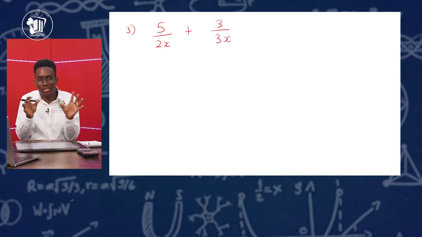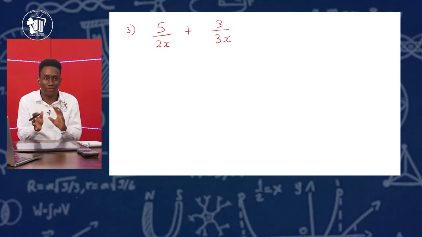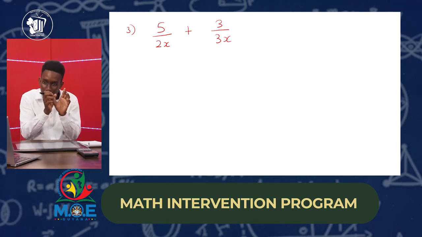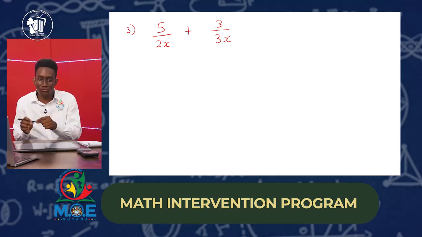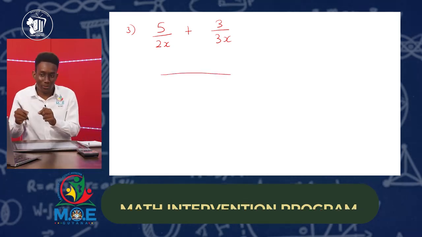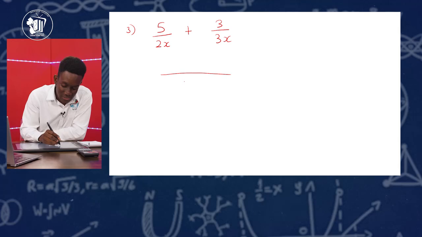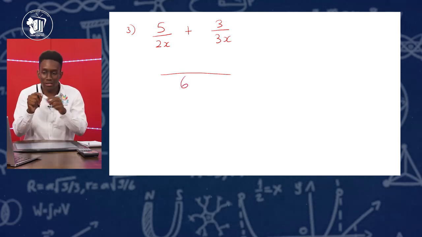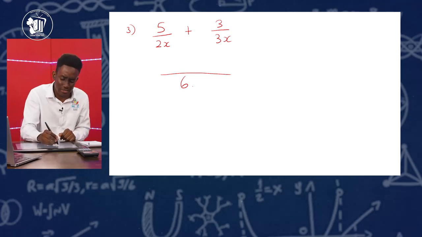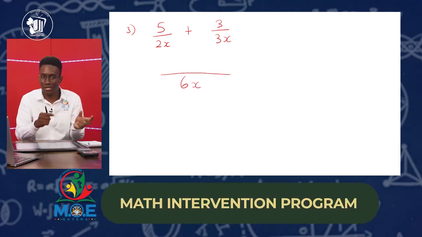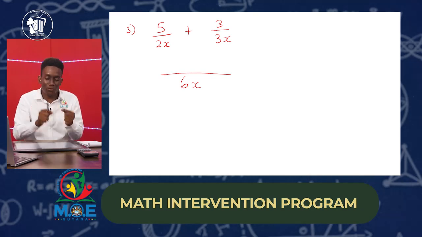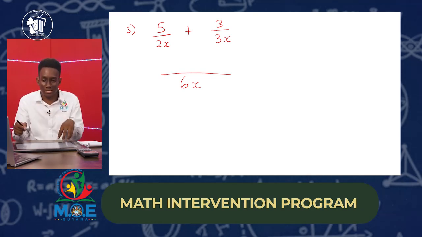Now a trick in finding the LCM when we have a coefficient and a variable is to find the LCM separately. So let's look at the numbers, 2 and 3. What would be the LCM of 2 and 3? We know the LCM of 2 and 3 would be 6. And then we look at the variables now, x and x. So the LCM of x and x would simply be x. That's the highest common factor. So the LCM of 2x and 3x would be 6x.